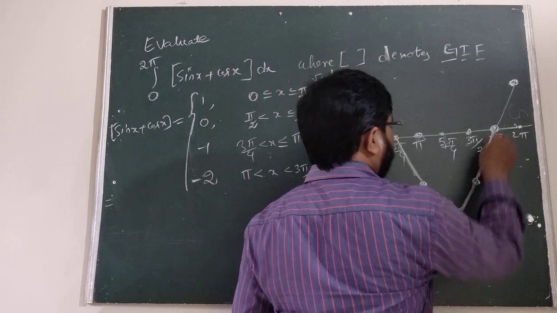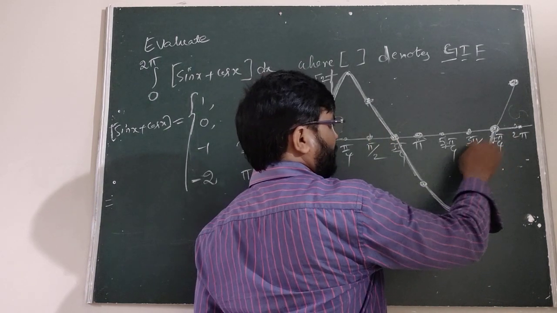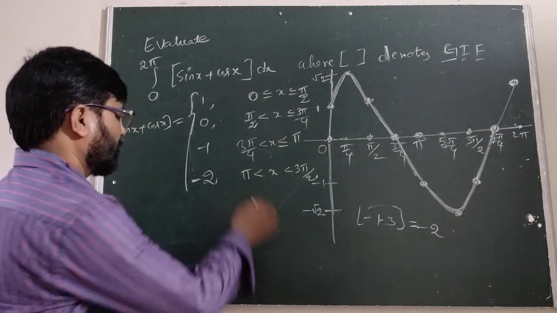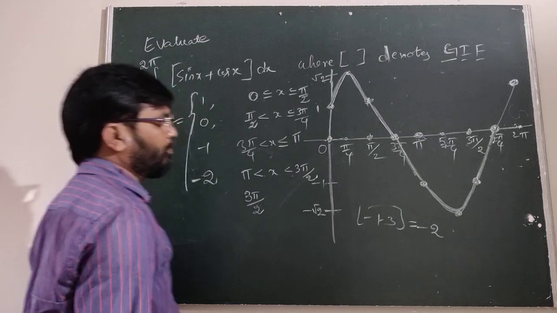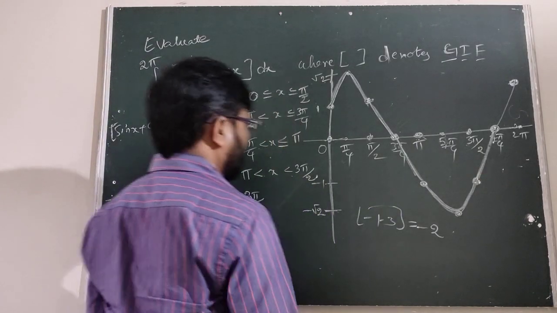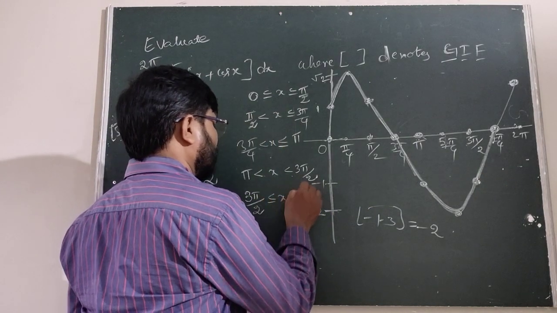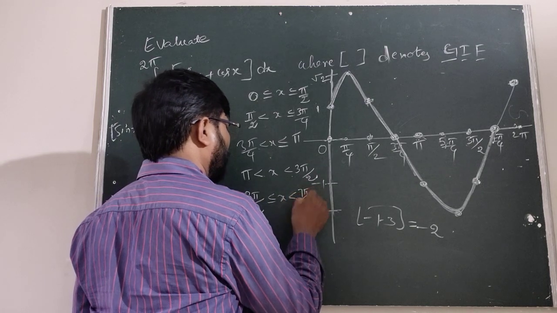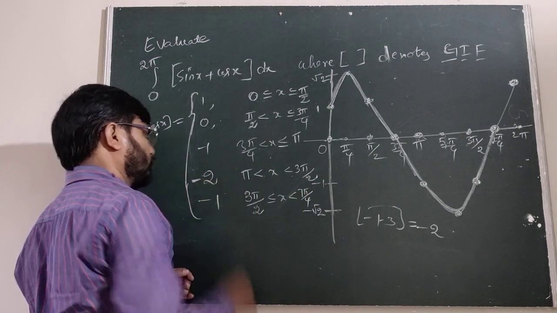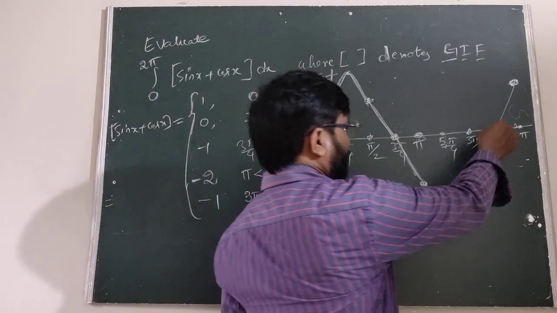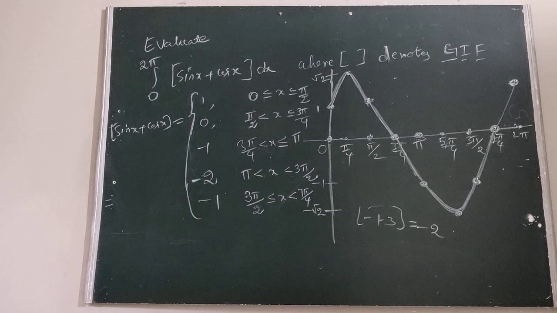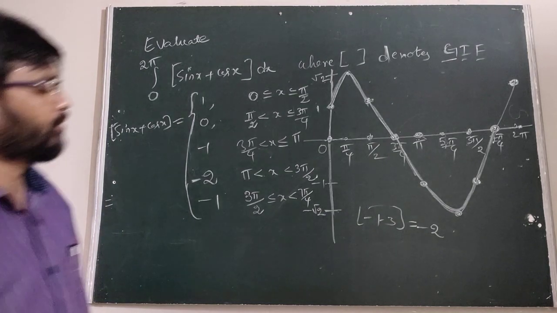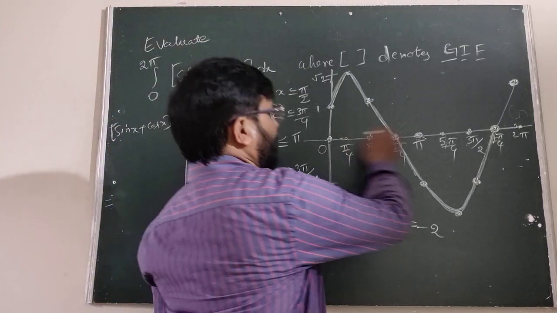Therefore, when the values are between 3 pi by 2 and 7 pi by 4, listen here, the 3 pi by 2 to 7 pi by 4, undoubtedly that must be equal to minus 1. Yes, we are taking all these values, undoubtedly minus 1. Then we are taking 7 pi by 4. What is another region? 7 pi by 4 to 2 pi.